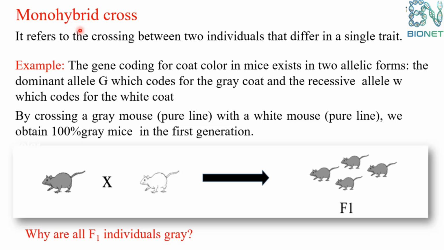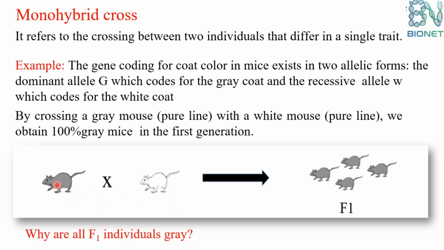What do we mean by monohybrid? Mono means that we are studying the transmission of one trait. Monohybrid cross is the crossing between two individuals of a pure line that are different in a single trait. For example, here we are crossing a gray mouse with a white mouse. So the two mice, the parents, differ in a single trait, which is the color of the coat. This cross is a monohybrid cross.